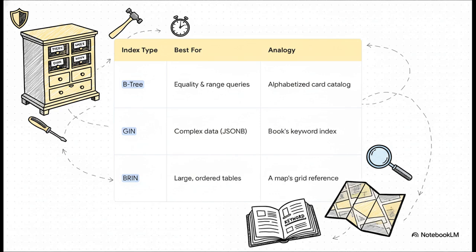The most common one is a B-tree index, which is perfect for finding things that are equal to, greater than, or less than something. Think of it like a library's card catalog. But if you need to search for a word inside a chunk of text, you'd use something totally different, like a GIN index. That's more like a book's keyword index.